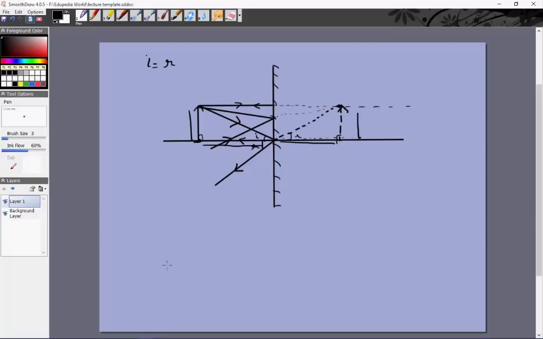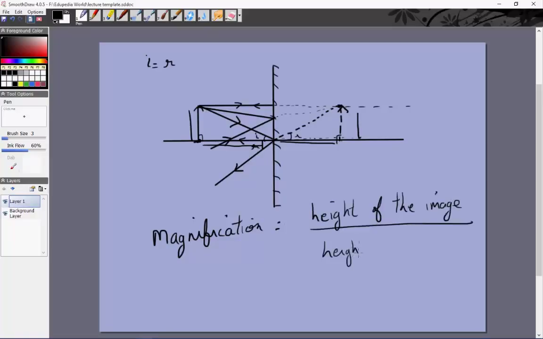The second term is called magnification, and its definition is height of the image by height of the object. And so since this height is equal to this height, we can prove that the magnification for a plane mirror is 1. Right? So plane mirror is simple enough. Now let's move on to a little bit more complicated issue, the issue of spherical mirrors.